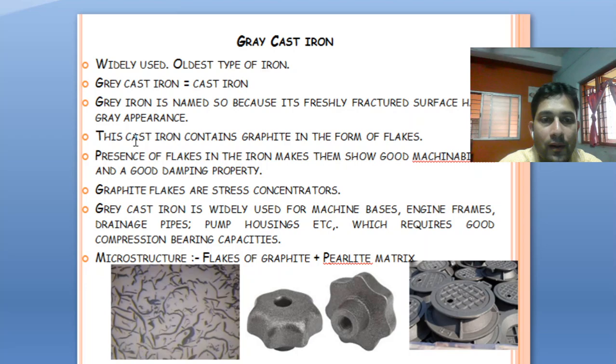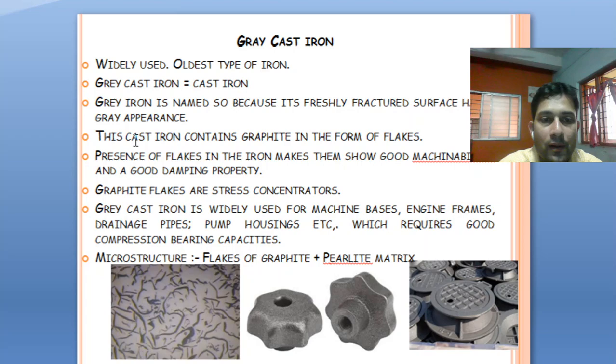Here the cast iron contains graphite. You know that I had said earlier that this type of cast iron will contain carbon in the form of graphite, while white cast iron contains carbon in the form of carbides. Here it is in the form of graphite, and this graphite is present in the form of flakes. This is depicted from the microstructure that you can see over here. Here the carbon is present in the form of hairy flakes. So this is the understanding I wanted you to have.